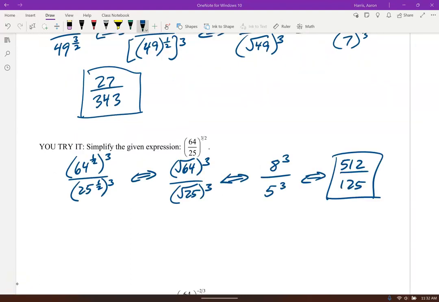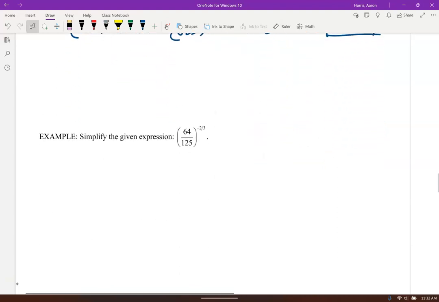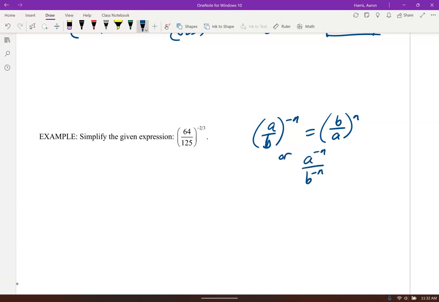Awesome. Go ahead, check your work. Should get that 512 over 125. Pause it if you need to. And let's keep going here. Now we got a negative exponent. So if you remember, a over b to the negative n is the same as b over a to the n. Or if you want to think about it this way, that's a to the negative n over b to the negative n. And so that'll go up and this will go down. B to the n over a to the n. You see how that works?